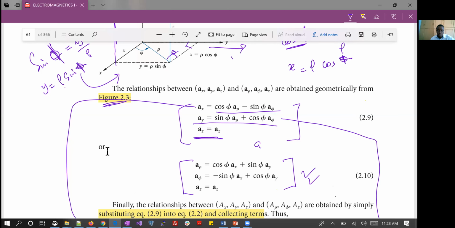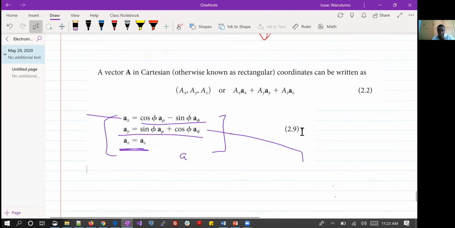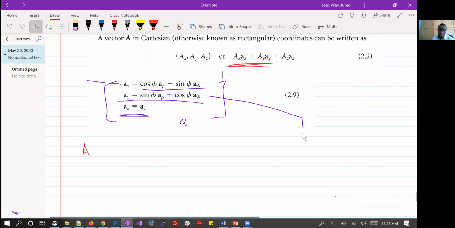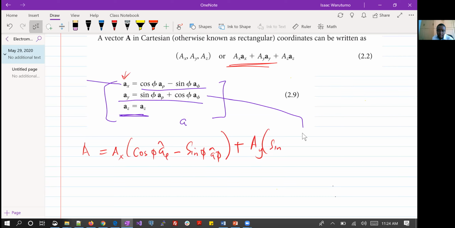So if we paste them here, and we wanted now to express our vector A, which was defined in x, y, z coordinates, in terms of its cylindrical components, we would simply say that A is equal to AX, but now we replace AX using its equivalent cos phi A rho minus sin phi A phi, plus AY, AY is then in brackets sin phi A rho plus cos phi A phi, and plus AZ.